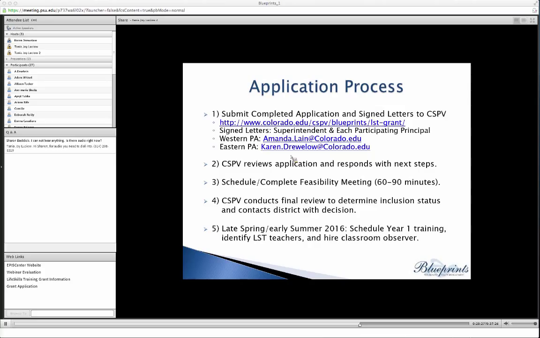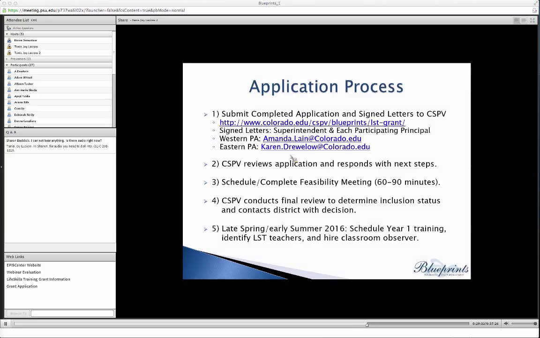And then once that's completed, we'll go ahead and schedule a feasibility meeting. This is an on-site meeting that's usually about 60 to 90 minutes. We ask that participating principals and an LST teacher representative from each school participates in this. If the superintendent's available, that's great. We'd love to have that person there as well. So this is an opportunity for us to answer questions and provide additional information about the program and the grant. We also cover the implementation plan to make sure that everyone is on the same page and nothing has changed since the application was submitted.